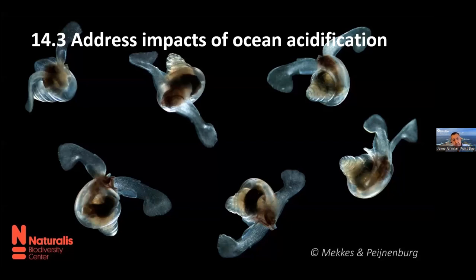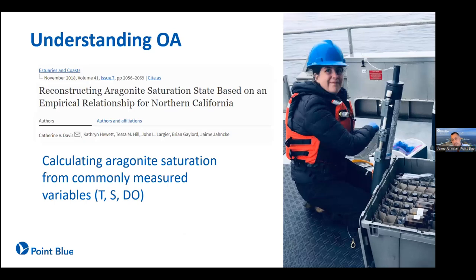Another target is to address impacts of ocean acidification. And this is very, very new science for us at Point Blue. In this figure, you see sea butterflies. Those are pteropods. They are kind of like the canary in the coal mine for ocean acidification. And what we have been doing here is that we help develop methods to estimate ocean acidification in our area. And by that, I mean to estimate the availability of aragonite in the water.